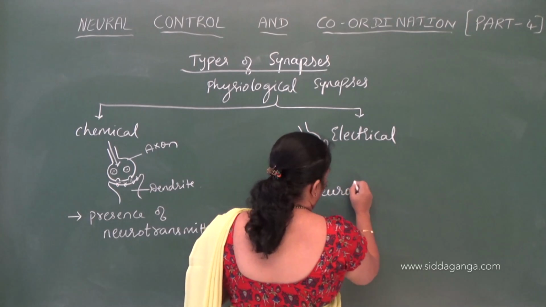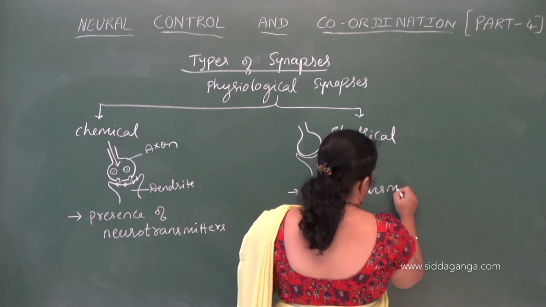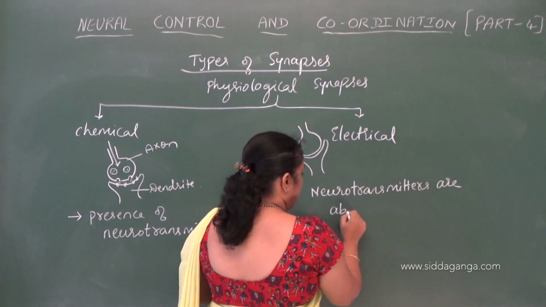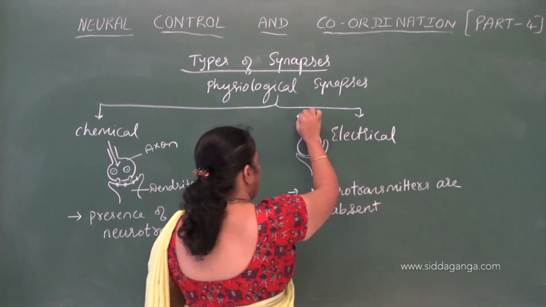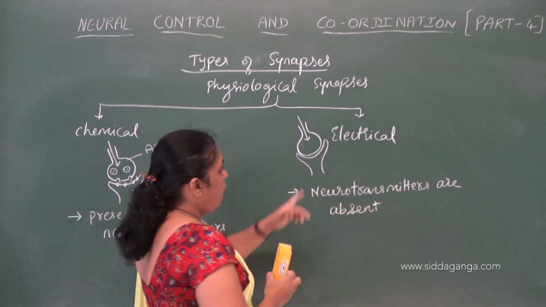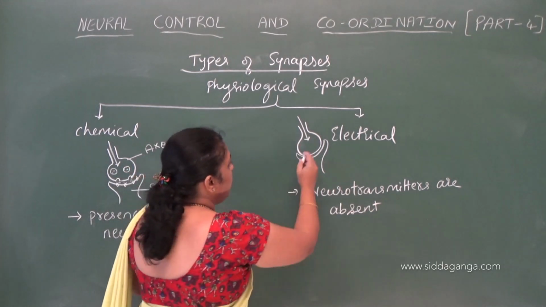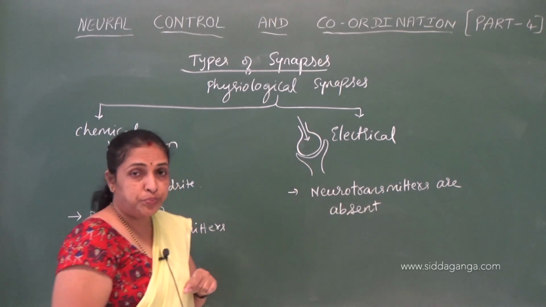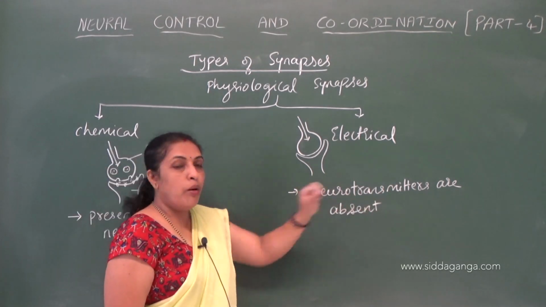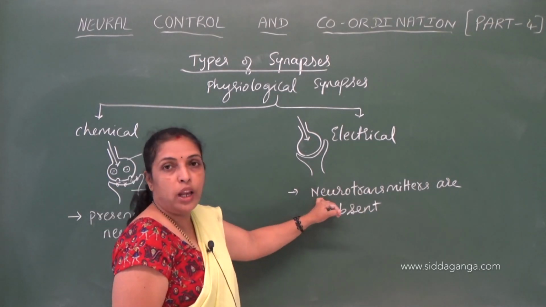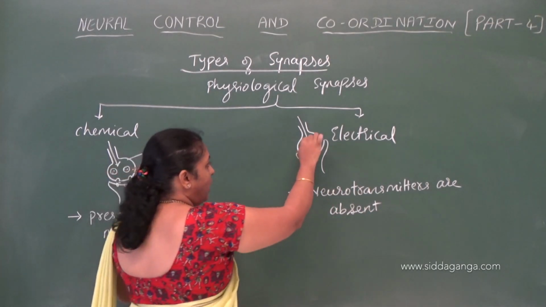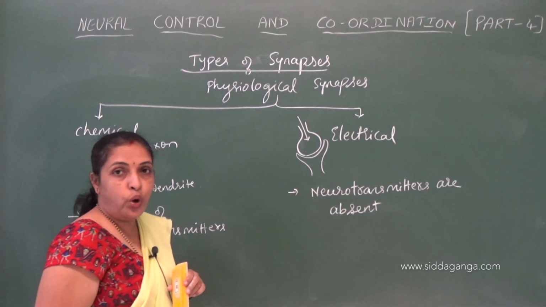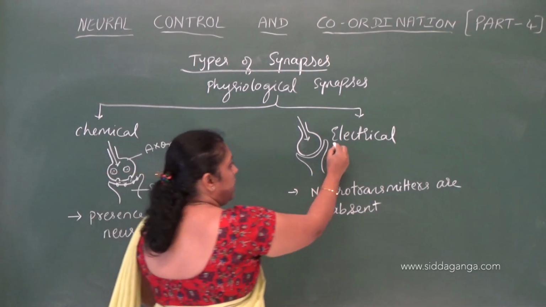neurotransmitters are absent. So this is the axon. From the axon, the impulse will shift to the dendron without any help of neurotransmitters. So that is seen in electrical synapse.